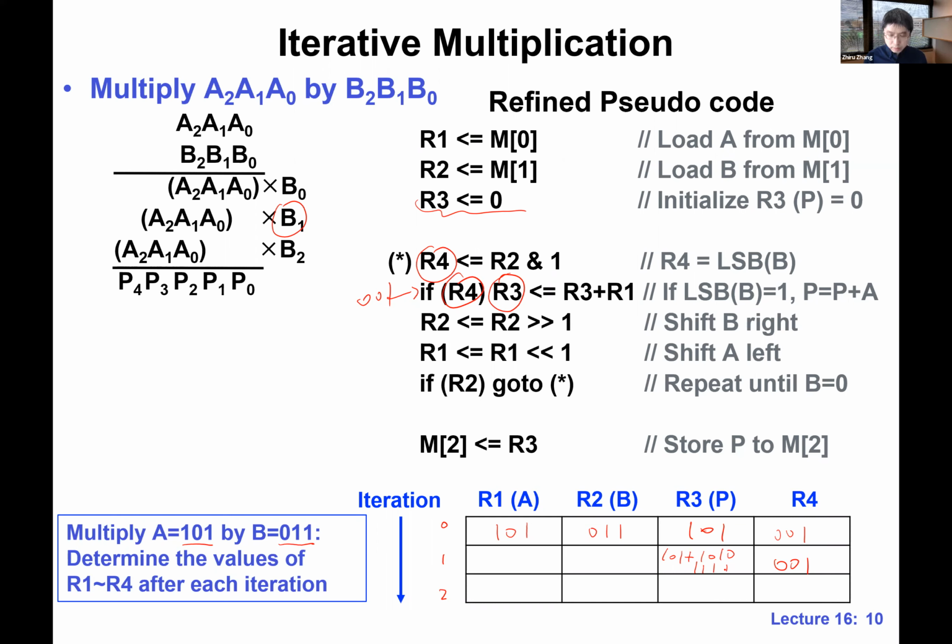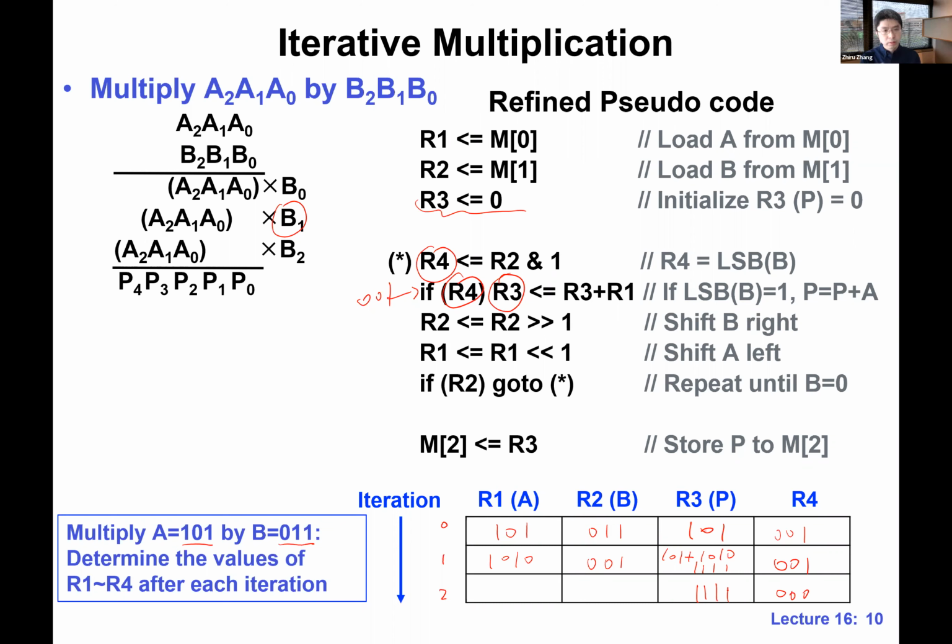Make sense? Right? And next iteration was R4. Next iteration. Of course, this will be shifted, right? So R2 will be shifted correspondingly to the right, and R1 will be shifted correspondingly to the left. Next one, R4 is going to be 0, right? 0, and we don't add, right? 1111. Okay, and we don't add, and we are done actually.